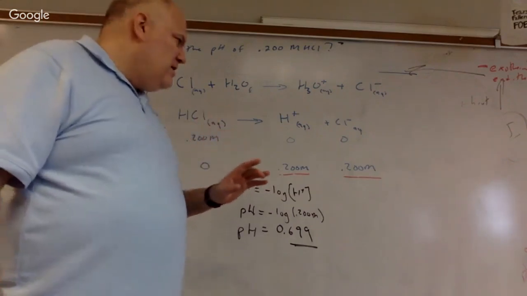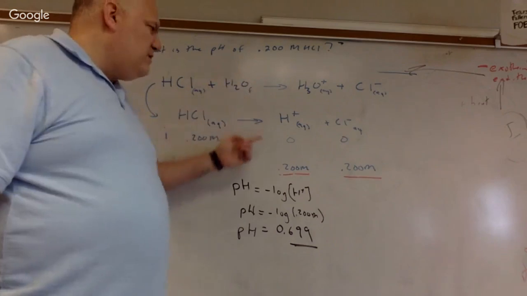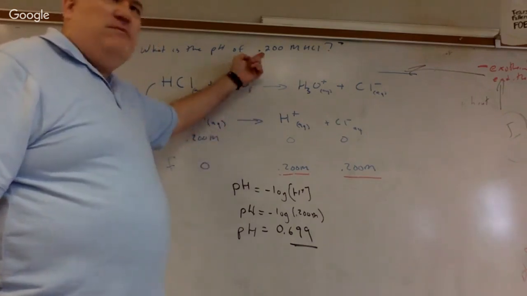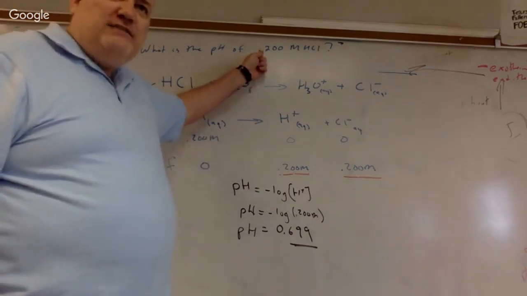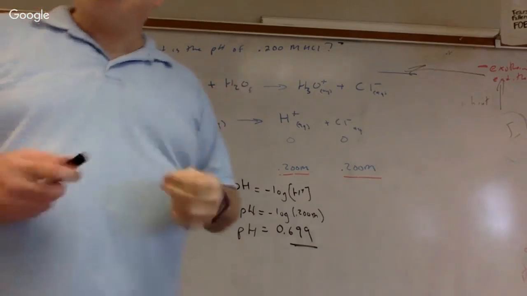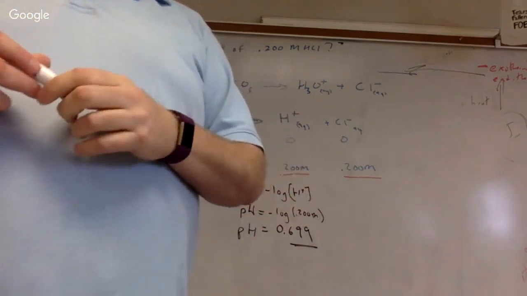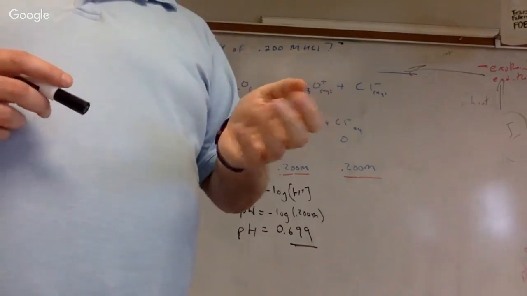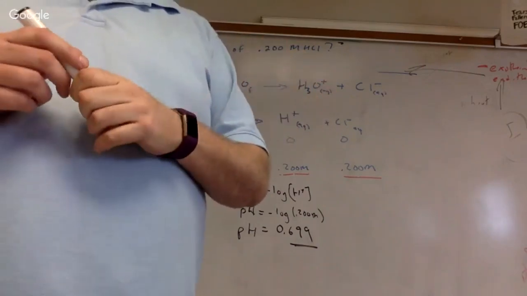Also, if they asked in the problem, what's the concentration of H plus, wouldn't that have been the easiest problem ever? Because whenever you have a strong acid, the concentration of the strong acid is the concentration of your H plus. Also your Cl minus, but we don't care about the Cl minus. Would you agree with me on that?